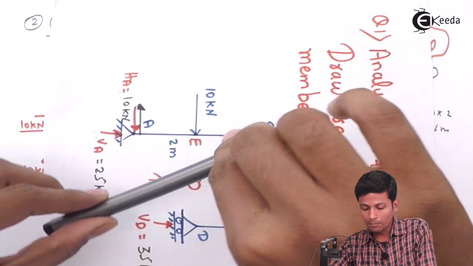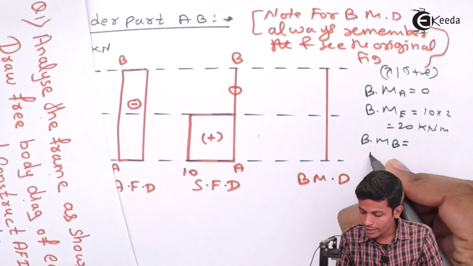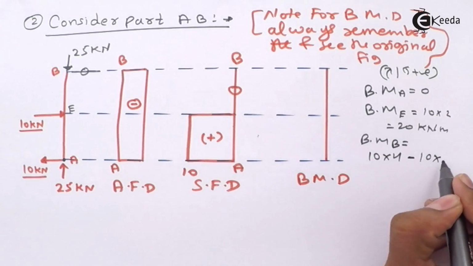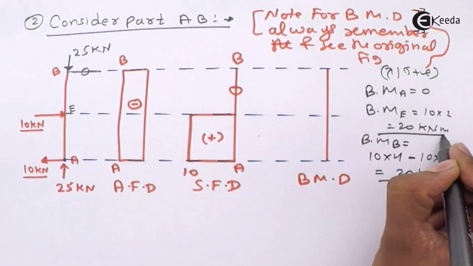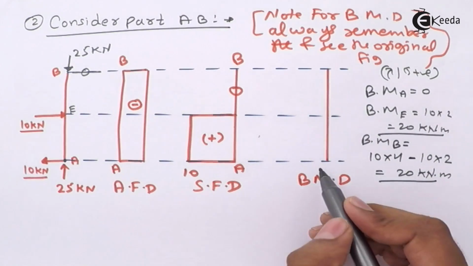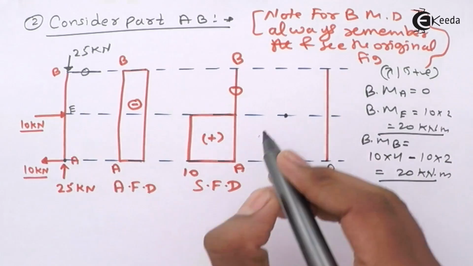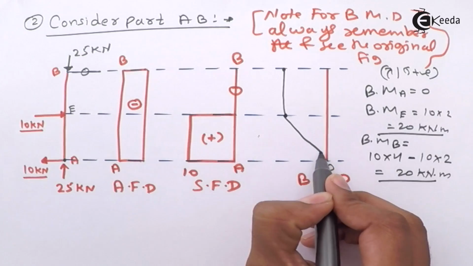This is nothing but the hogging part, and this is your sagging part. So plus 10 into 4 minus 10 into 2 is equal to 20 kilonewton meter. Okay, now draw the bending moment diagram. At A, that will be 0. Now at E, this will be 20. Now this one also has 20. This is your bending moment diagram.